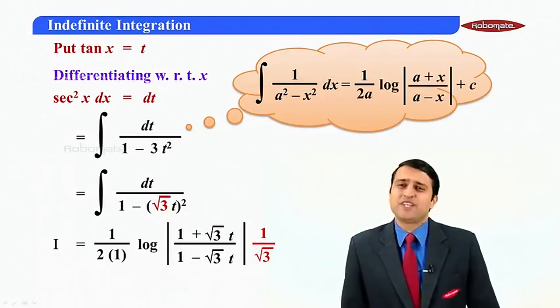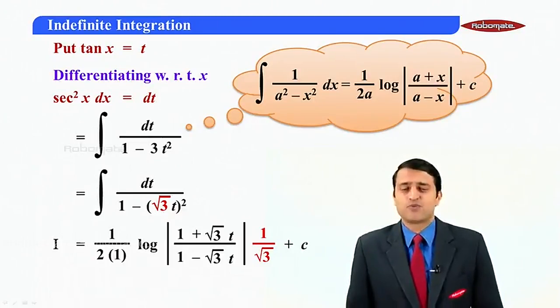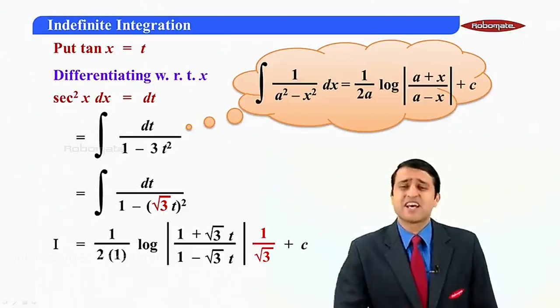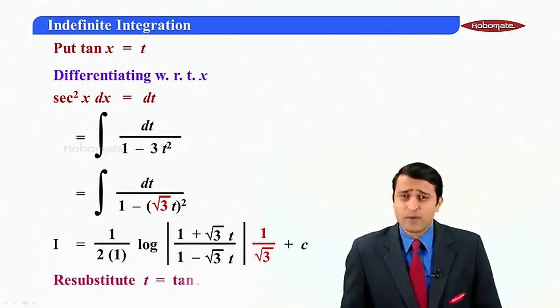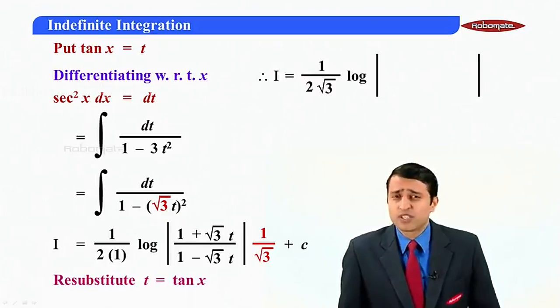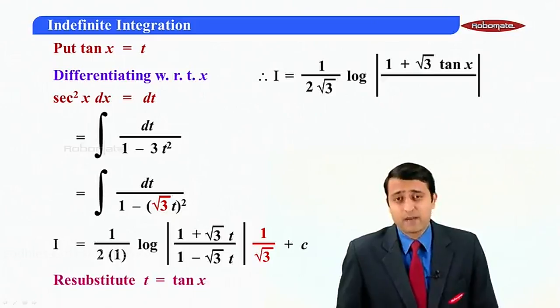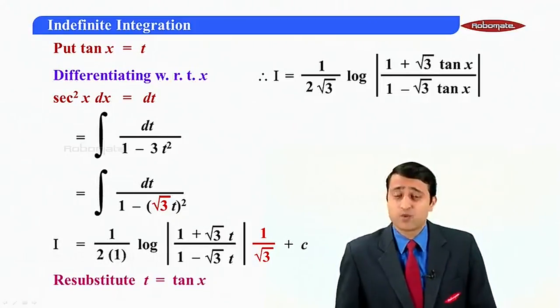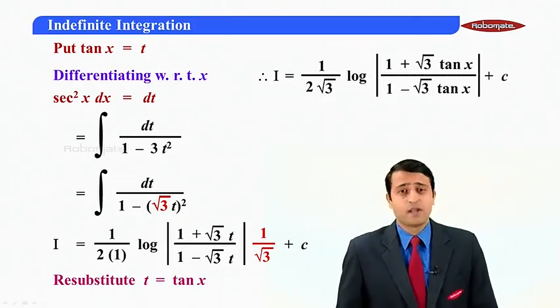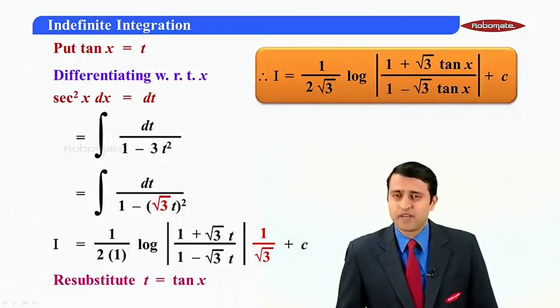Because coefficient of t is root 3, we need to divide by root 3 and a plus c has to follow. So let us just rewrite the answer as 1 upon 2 root 3 log mod of 1 plus root 3 tan x upon 1 minus root 3 tan x plus c, and this is our final answer. Is that okay, my dear students?